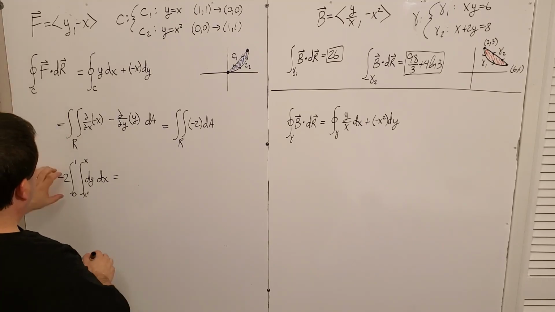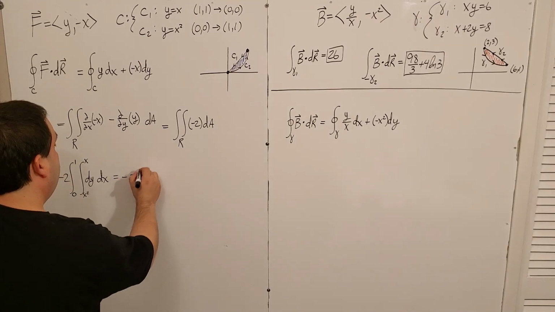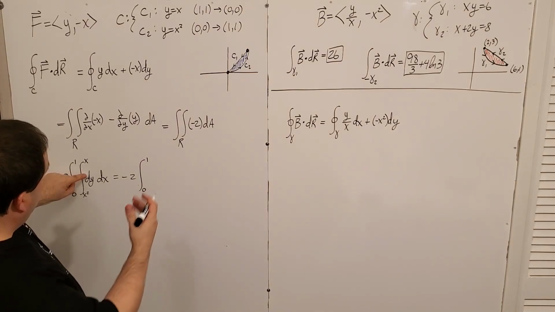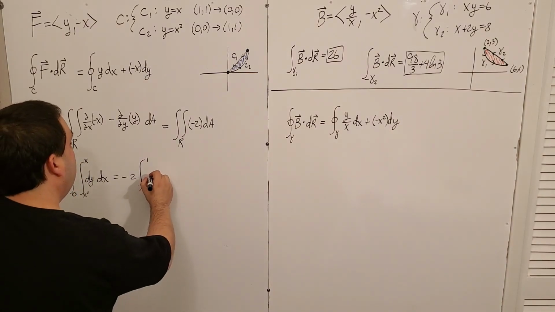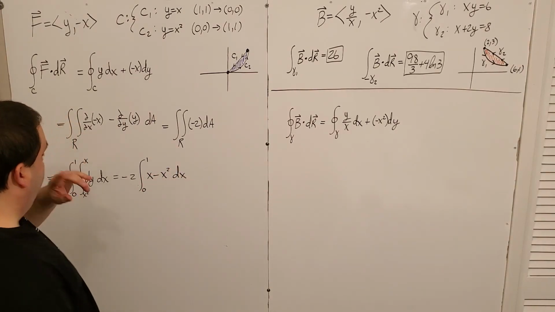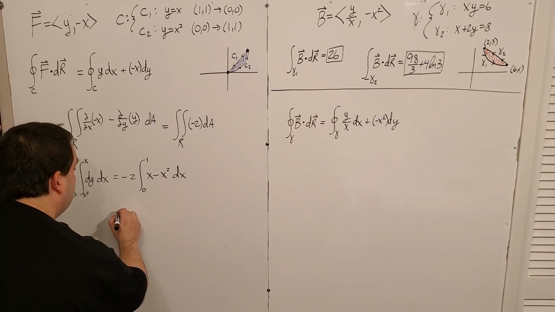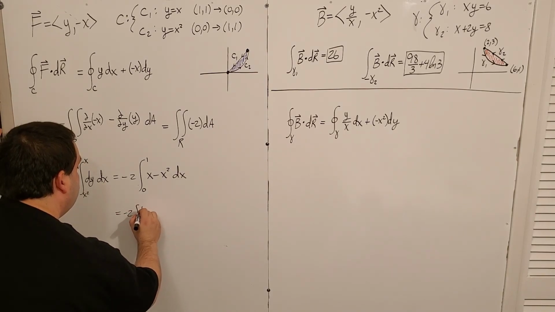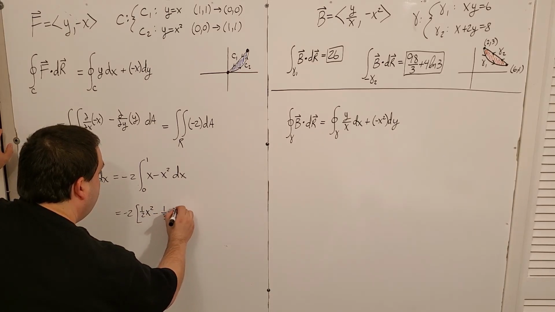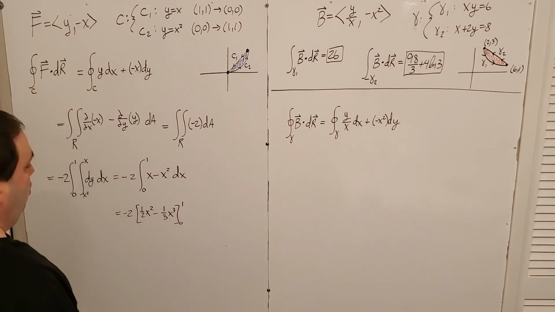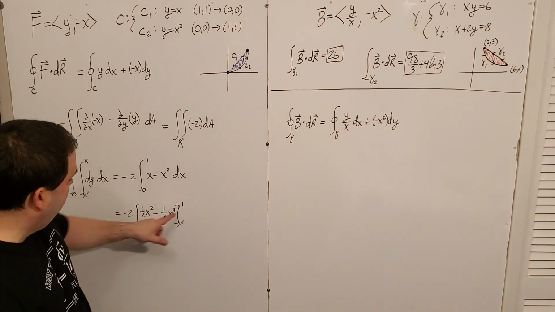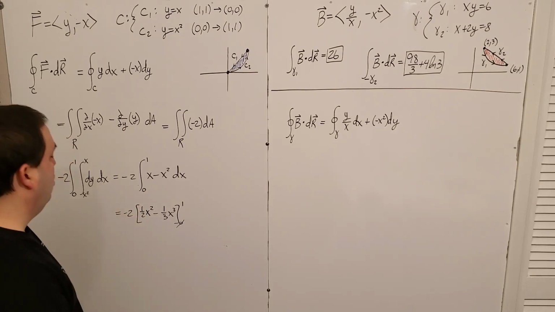Iterated integrals, right? So then I've got negative 2 times the integral from 0 to 1. The integral of dy is just y, top minus bottom, which gives me x minus x squared dx. Okay, so I've got negative 2 times 1/2 x squared minus 1/3 x cubed, evaluated from 0 to 1. Plug in 0 and it's gone. Plug in 1, and I've got 1/2 minus 1/3.